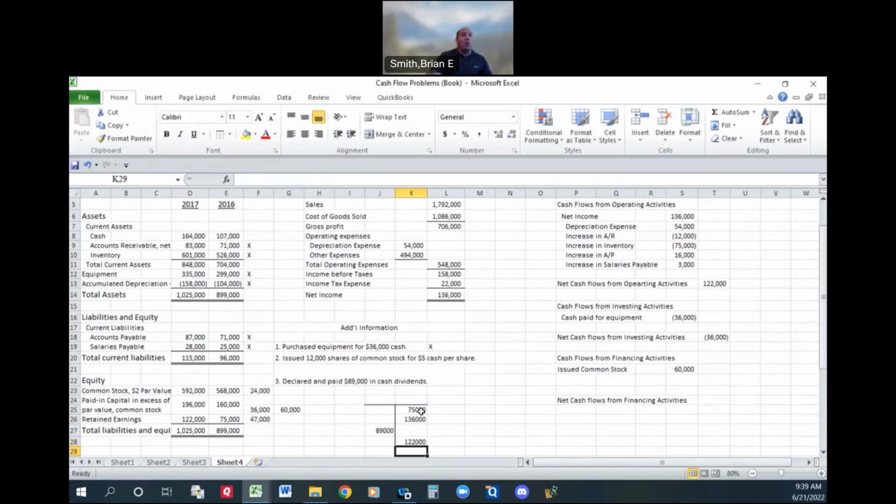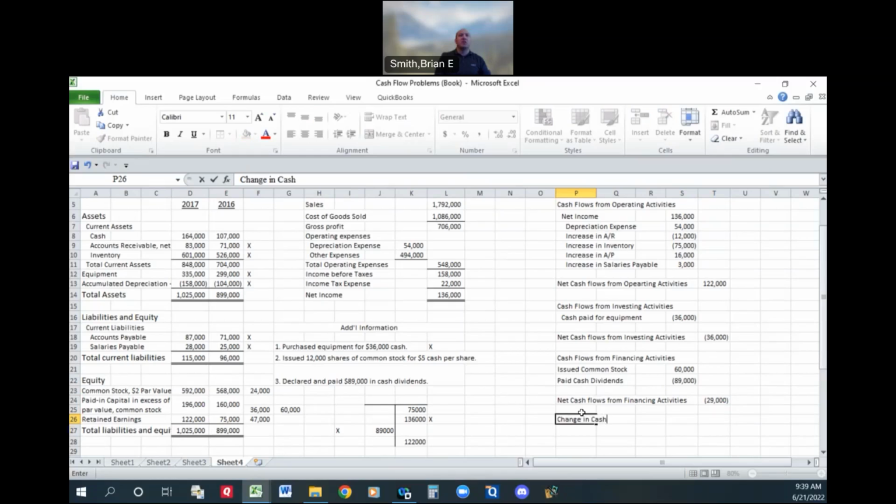Okay, so we know that we have dealt with this net income. Oops, not that. I want just an X. And so we need to deal with the $89,000 in the cash dividends. Paid cash dividends, 89,000. And that was a decline. All right. So there we go. There's our net cash flow from financing activities.